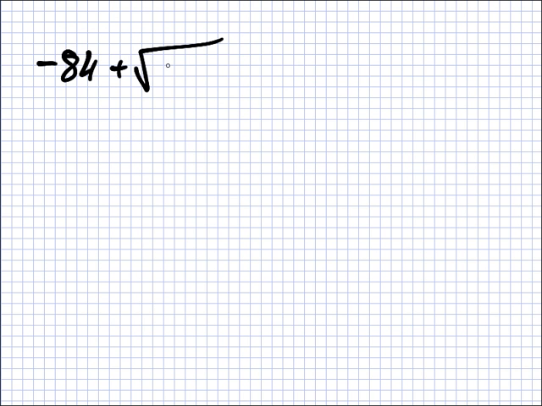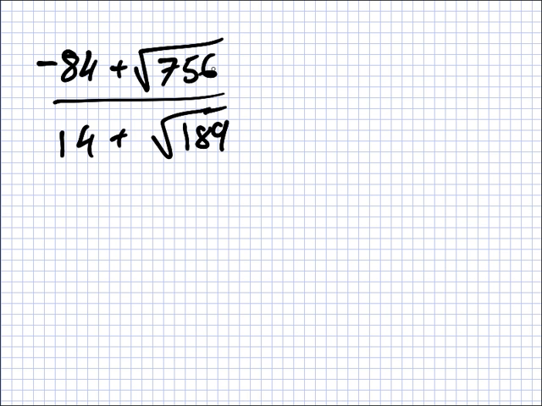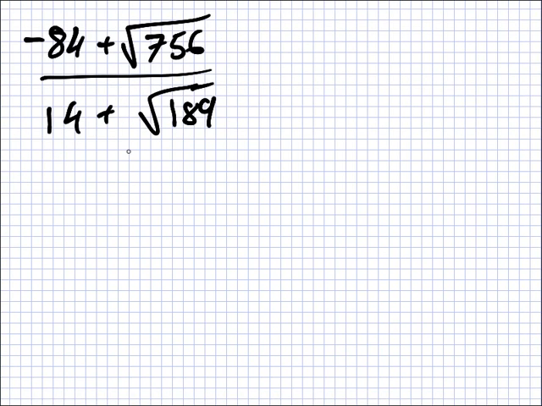Minus 84 plus root 756 over 14 plus root 189. Okay, we'll do that one now. It was an example I did in class. Okay, let's have a look at this. I think it is in the book too, but anyways, here it is.